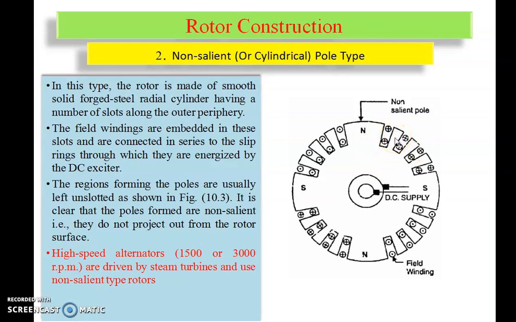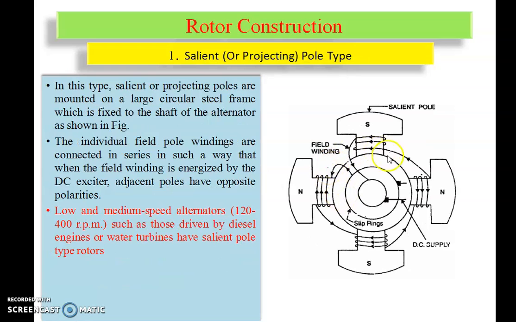The field winding is embedded in these slots and is connected in series to the slip rings through which it can be energized by the DC exciter. That means as we have seen particularly in the salient pole rotors, this is nothing but a salient pole rotor on which we are mounting the field winding. Okay, it is connected in series.